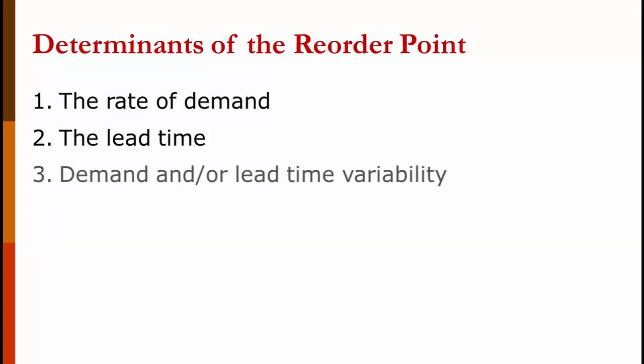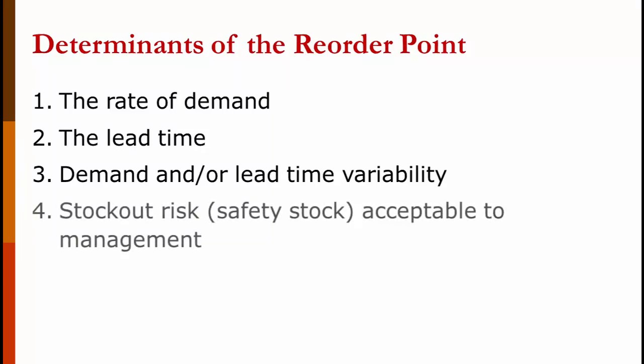3, demand or lead time variability. The more variable demand is, or the more variable lead time is, the more safety stock we've got to carry to keep from running out, and therefore the higher the reorder point. 4, the stockout risk that's acceptable to management. A 98% service level directly implies a 2% chance of stocking out.